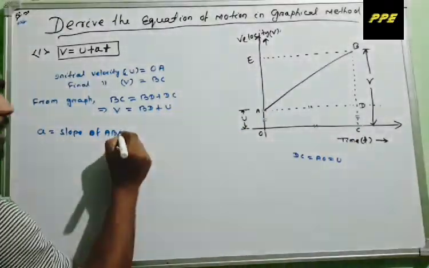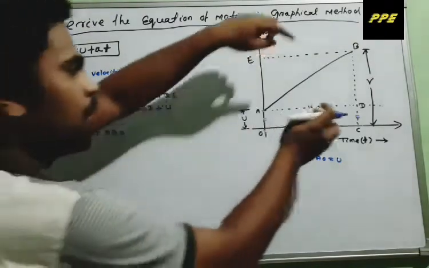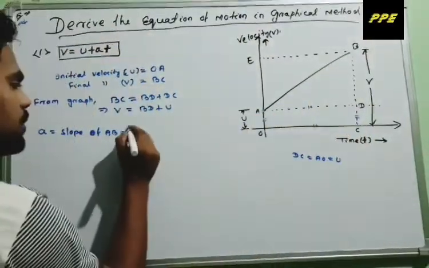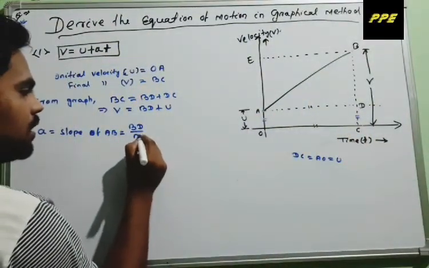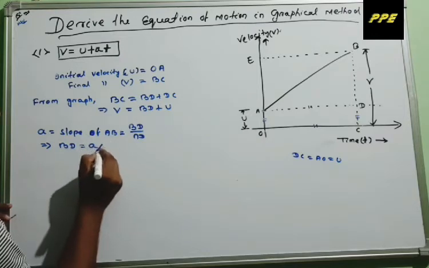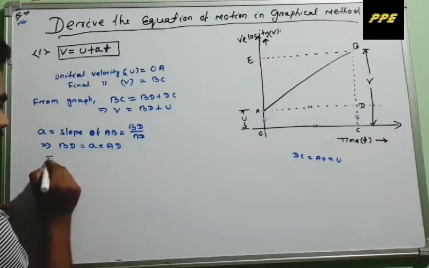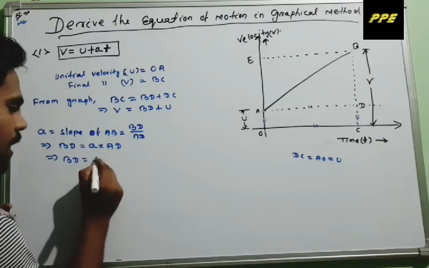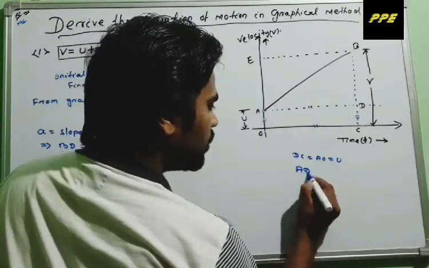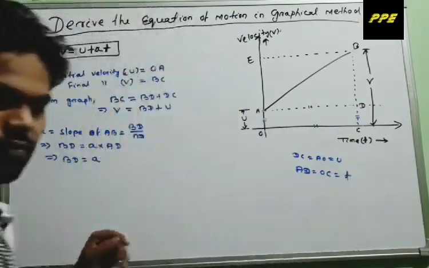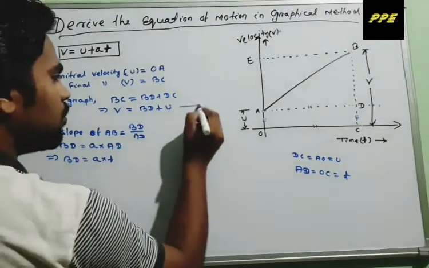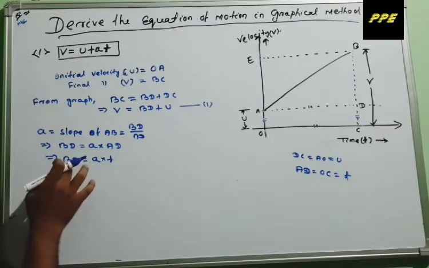So acceleration, you know, is BD divided by AD. Slope of AB, how much? BD divided by AD. Yes or no? So I can write BD is equal to A into AD. How much is AD? Just tell me. AD is equal to OC or not, students? That is equal to time T. So instead of AD, I can write T. Yes or no?